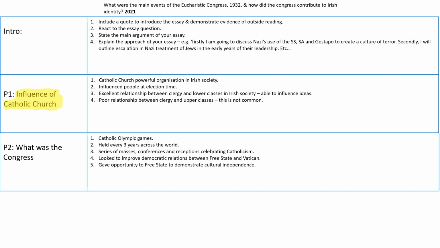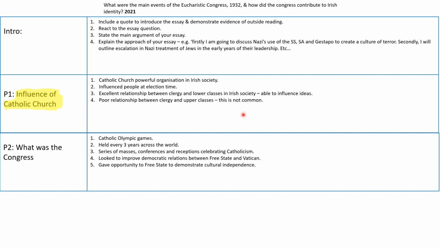So if we focus in on this, let's read through it together. The first piece of evidence we're going to use here is that the Catholic Church was a powerful organisation in Irish society. It influenced people at election time. There were excellent relationships between the clergy and lower classes in Irish society. They were able to influence ideas. And there was a poor relationship between clergy and upper class members, which was not common in Irish society.